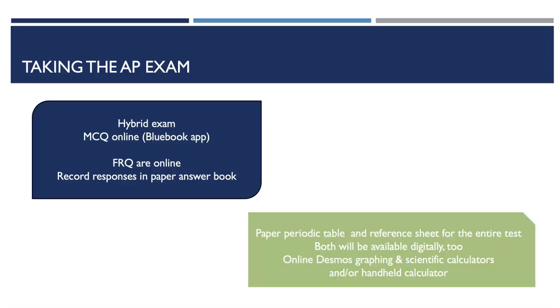While you're taking the exam, you will have a paper periodic table and a reference sheet for the entire exam, and those will both be available to you digitally as well. You'll have access to the online Desmos graphing and scientific calculators. That's a change from last year where you only had the graphing calculator. And you'll also be able to use your handheld calculator throughout the entire exam.